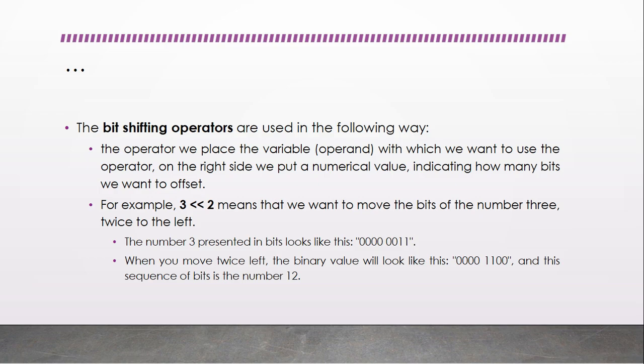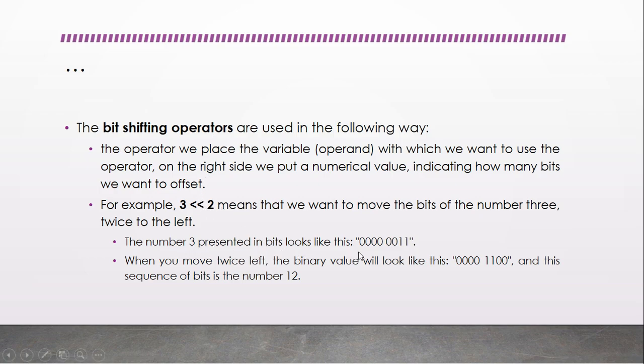In bit shift operators, we place the variable or operand with which we want to use the operator on the left side, and we put a numerical value indicating how many bits we want to offset on the right side. So 3 is the value or the operand that we want to work on, and 2 is the numerical value which indicates how many bits we want to offset, which is in this example 2.